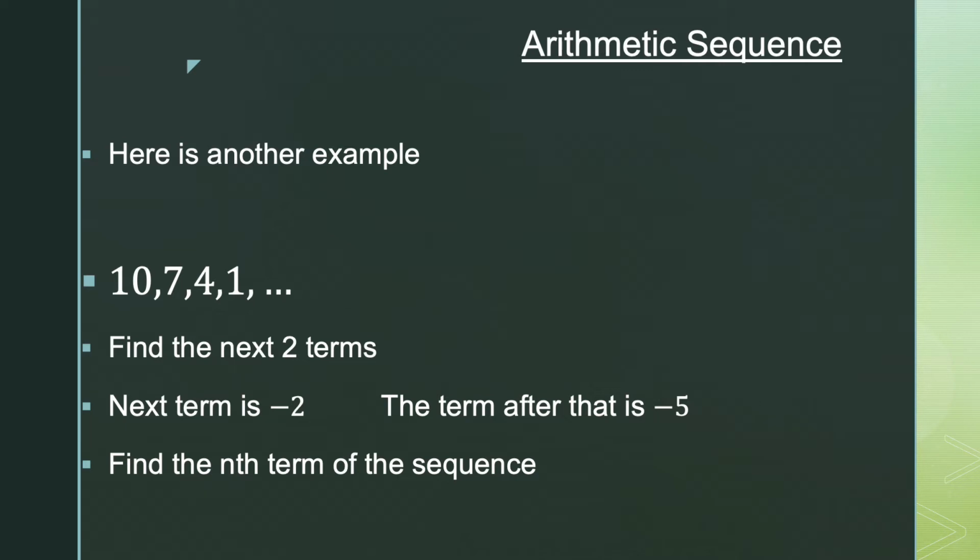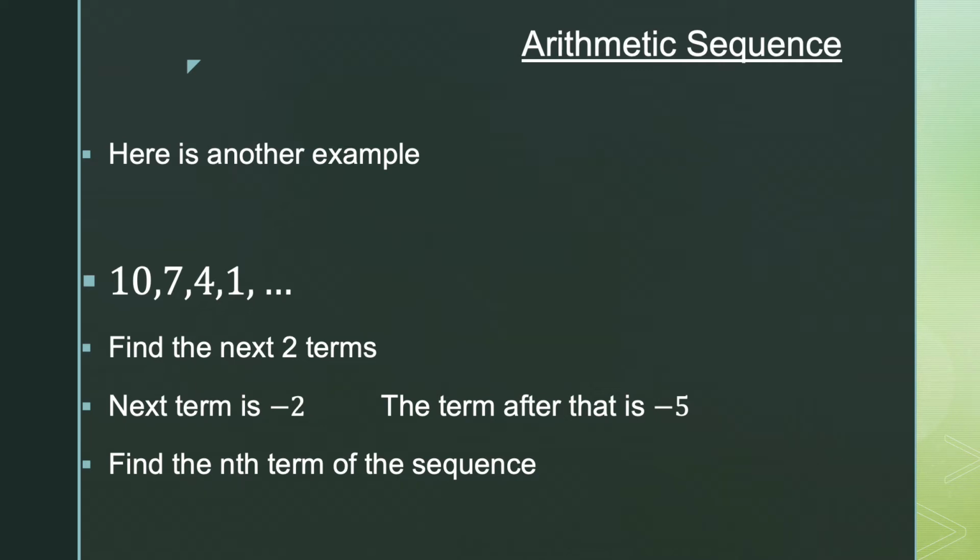Okay, so the next term would be 1 minus 3, which is minus 2. And then the term after that would be minus 2 minus 3, which gives me minus 5 as my answer. Okay, so that is that.